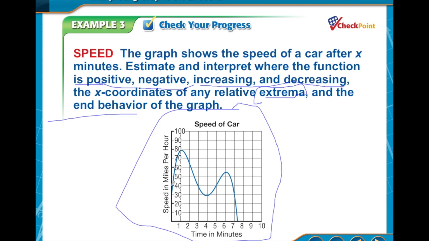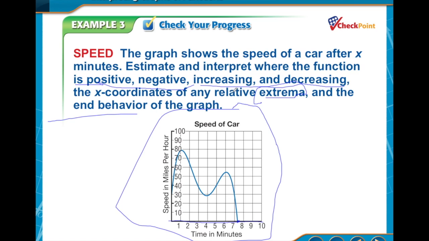So looking at this graph, where is it positive? Where is it negative? So positive means above the x-axis. So our x-axis is here. Time in minutes, that's our x-axis. So where is the graph above that? Well, the whole graph that we see here is positive. It's always above until we hit about 7.5. So we can say our whole graph is positive the whole time. In other words, the speed of the car is always positive for this example. Of course, it doesn't make sense that the speed of your car could be negative because that's just not realistic. It can be 0, it can't be negative. So the speed is always positive.